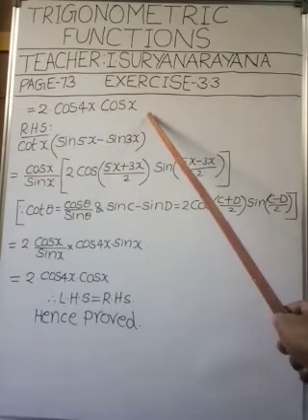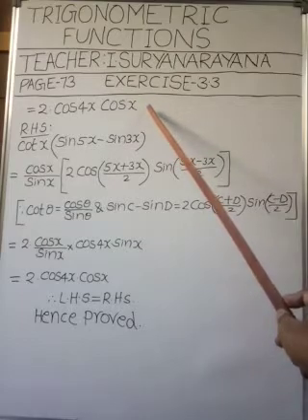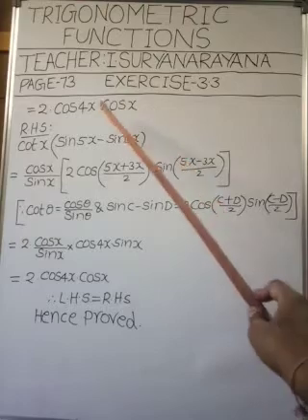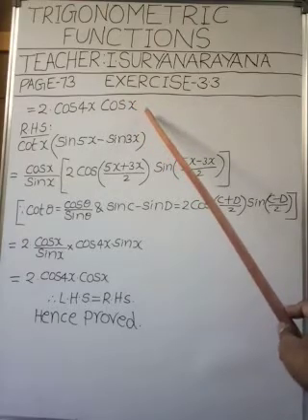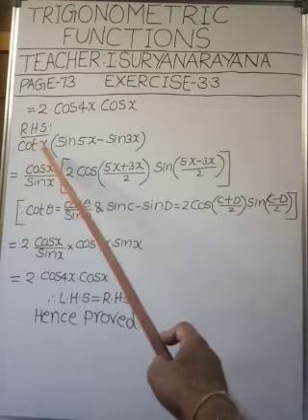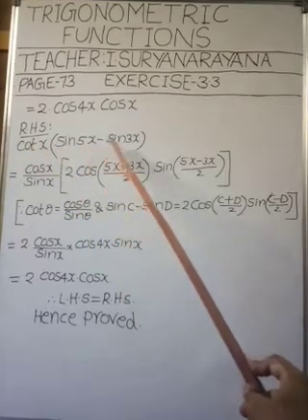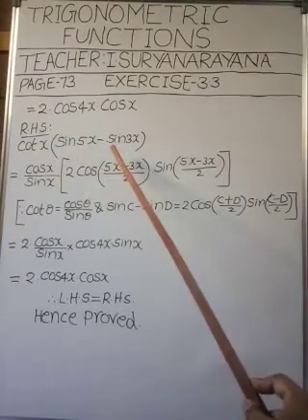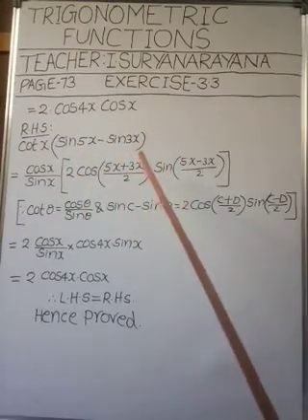Okay, my children, we have simplified LHS. We have simplified finally. This is the last step. After that, we can't simplify. We leave this step. Now we take RHS. What is RHS? Cot x into sin 5x minus sin 3x. Okay, my children, we are taking RHS now and we are simplifying it.